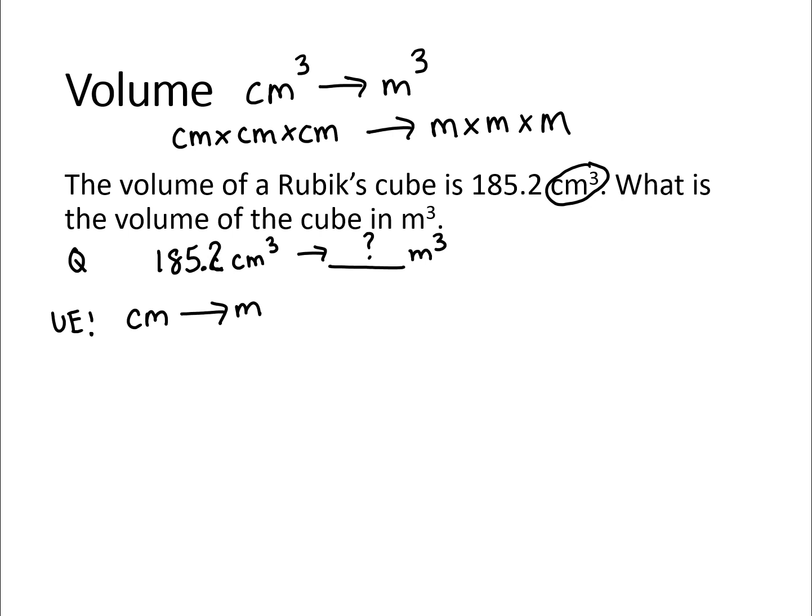And we've done this before. We've done this example a couple of times. We know that centimeters, maybe we haven't done it enough because I was about to write the wrong thing. All right. Centimeters are smaller than meters. So that means we're going from small to big.